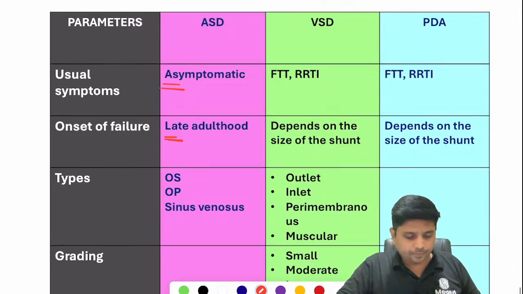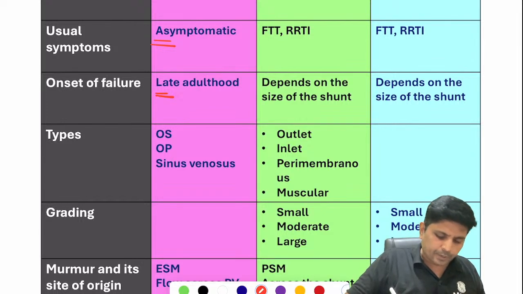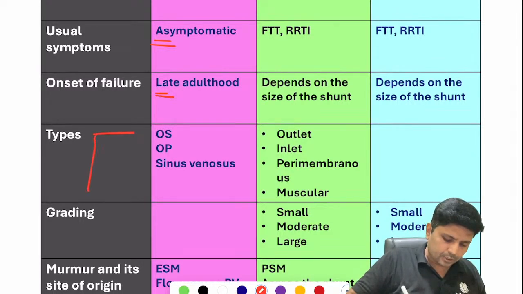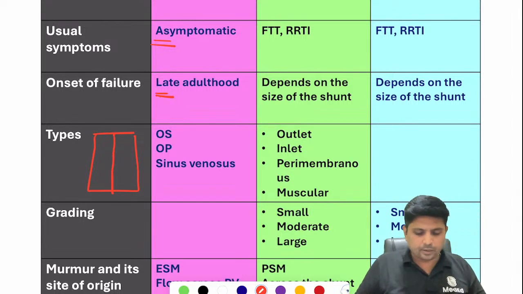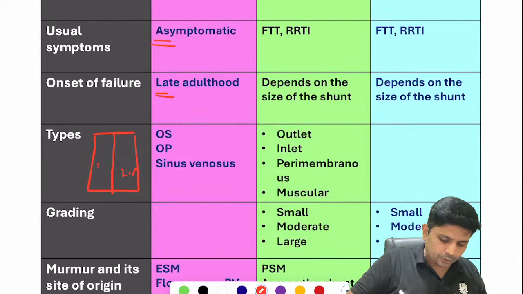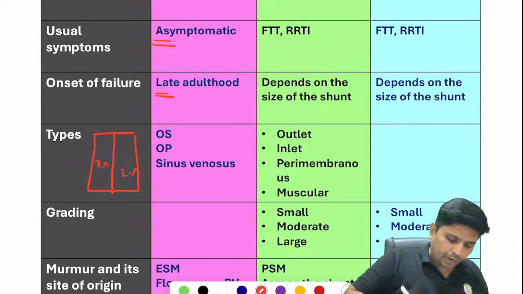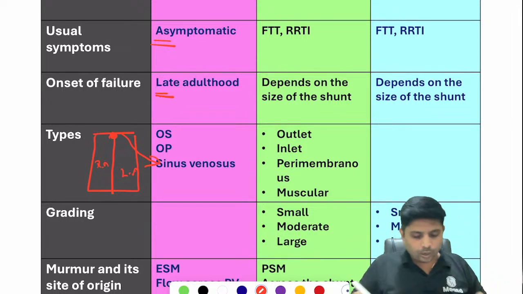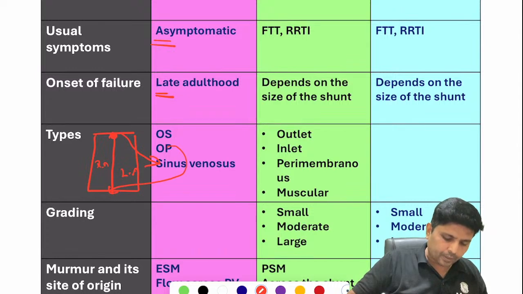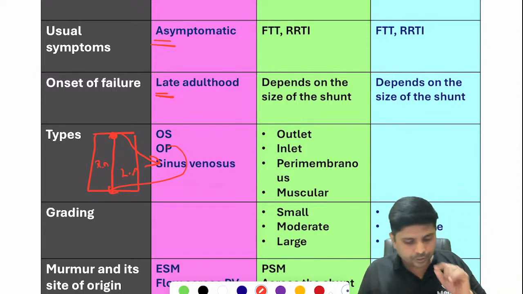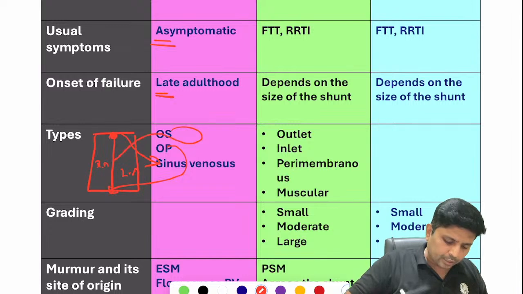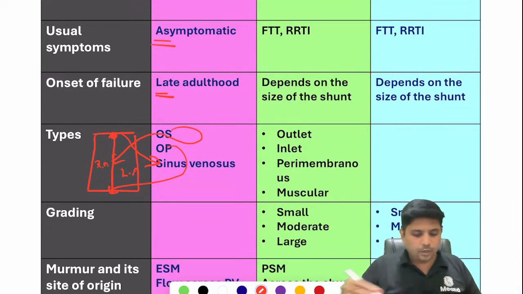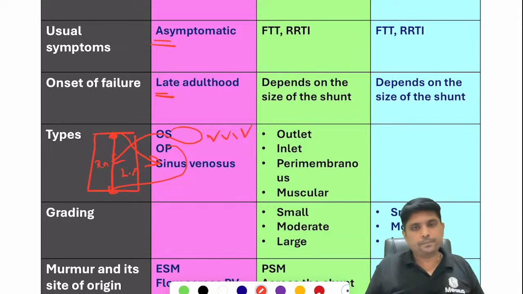Failure you don't get. Ostium secundum, ostium primum, and sinus venosus. Look at this. This is your septum. So this is your left atrium. This is your right atrium. When you have a hole at the topmost part, that is called sinus venosus type. When you have a hole in the lower part of the atrium, this is called ostium primum. When you have a hole in the central part, it is called ostium secundum. Most common is ostium secundum.